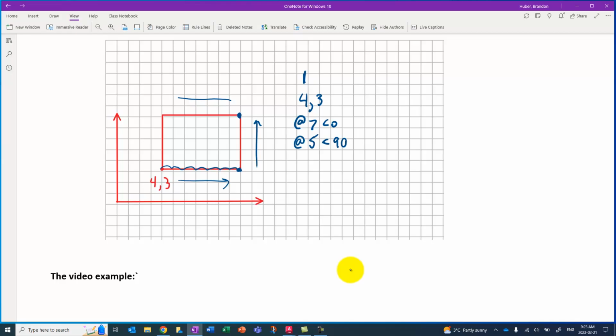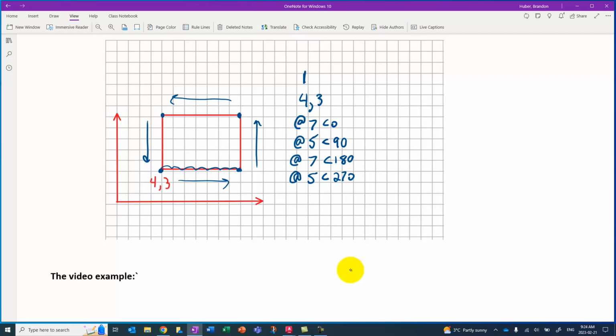Moving to the left, again by 7 boxes, our angle moving to the left would be 180. And then finally moving down from here to here, we have 5 boxes, and an angle straight down would be 270. Like I mentioned, it'd be really handy to memorize these angles here.